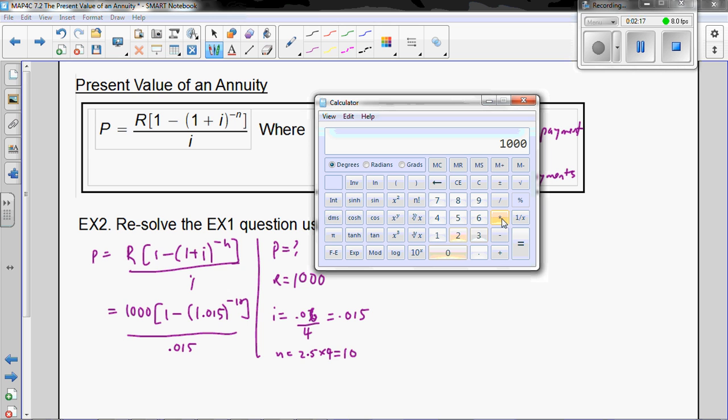1,000 times bracket 1 minus bracket, this is the start bracket, 1.015 end bracket. That bracket never did anything there, really, did it? To the exponent. And in this calculator, I've got to put the number in first and then hit my plus/minus button to make it negative. In some of your calculators, you'll hit the minus button first, then type 10. But there's the exponent -10, end bracket, divided by 0.015. And it should be the same amount. And there it is.